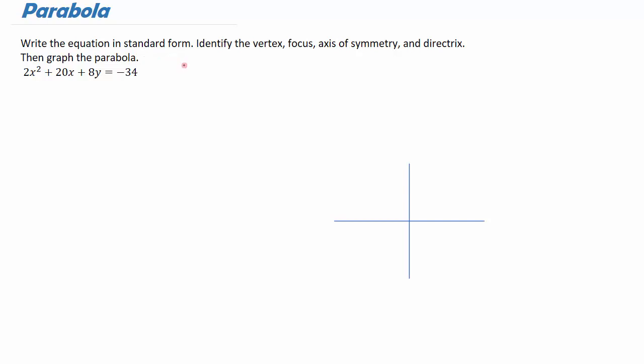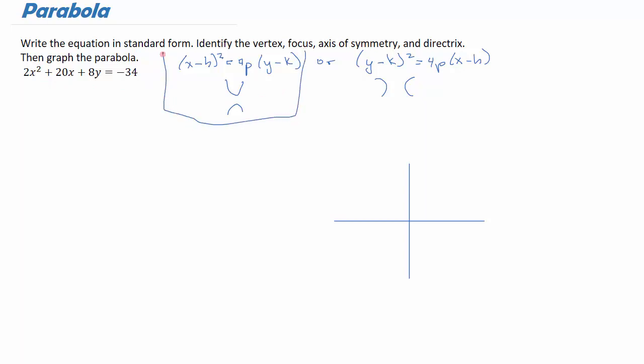Now, as you've read looking through your notes, our equation of a parabola is either going to look like quantity of x minus h squared equals 4p times y minus k, or y minus k squared equals 4p times quantity of x minus h. Depending upon which it is, it's going to tell us whether our parabola opens up or down, left or right. Now, right off the bat, we can see that our x term is being squared, so we should end up with a parabola that is opening up or down.